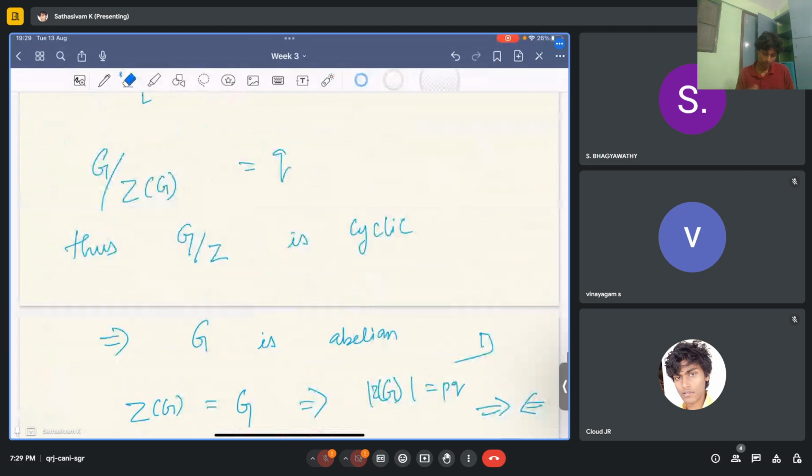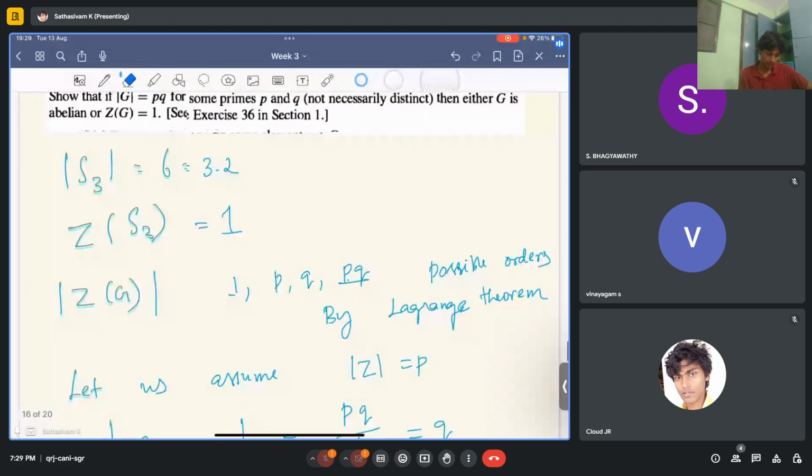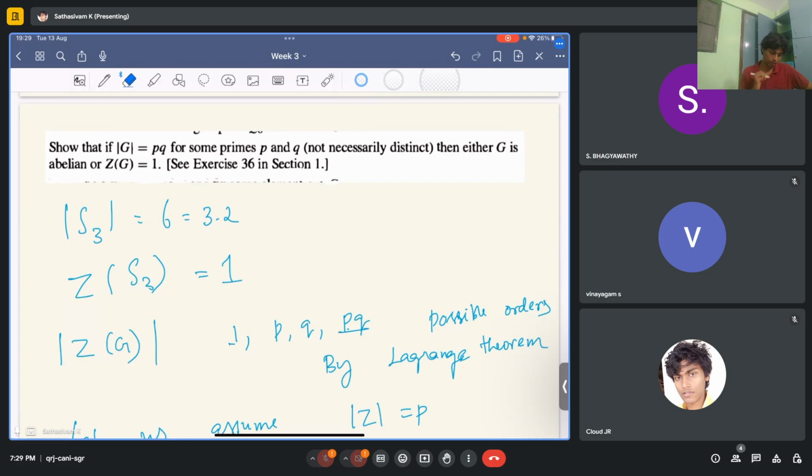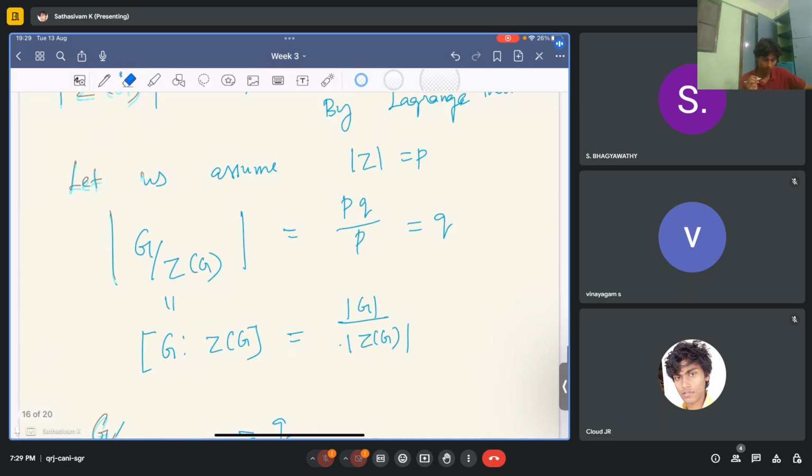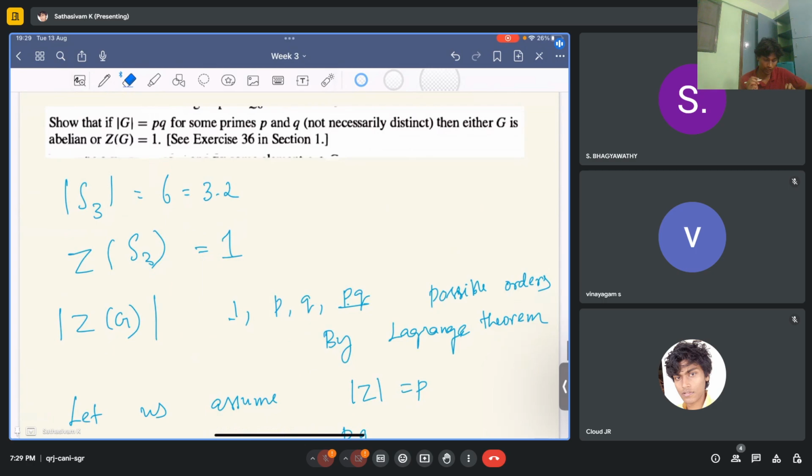Okay, so this question we have done. Let's move on to the next question. But anyway, if you want, you can just recall the statement. Sometimes it's a good idea to know the statements. If you have a group of order pq, then what you know is it's either abelian or the center is 1.